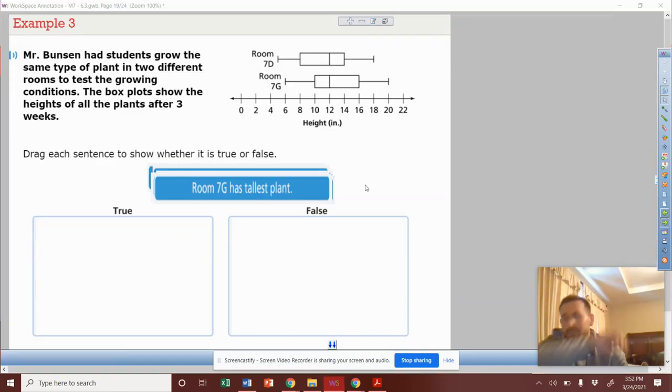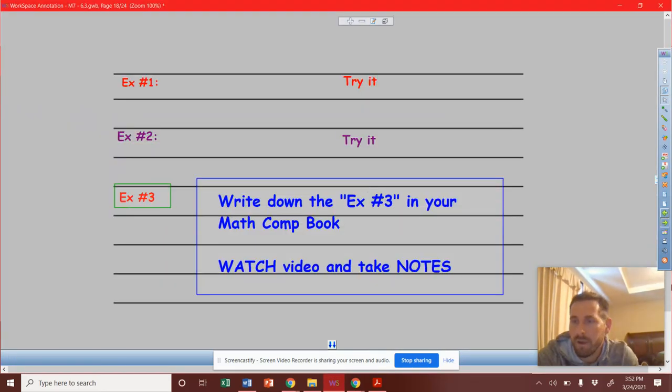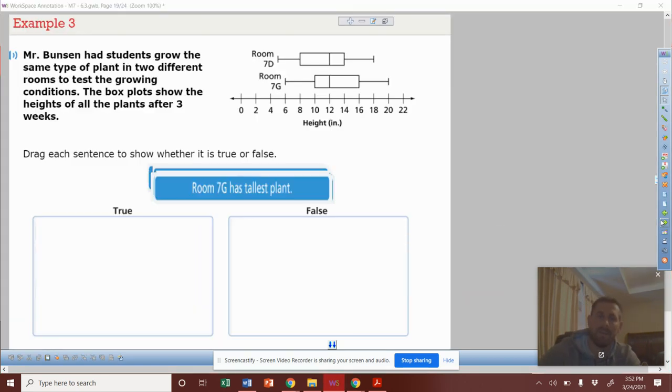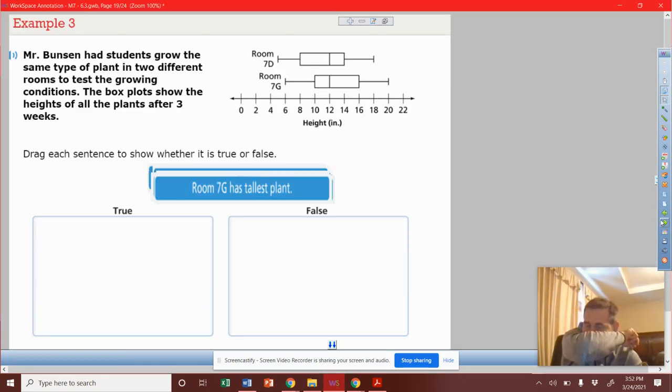All right, so we got two different box plots that we're going to analyze in this question. Mr. Bunsen had students grow the same type of plants in two different rooms to test the growing conditions. So he had room 7D and room 7G. The box plot shows the height of all the plants after 3 weeks.